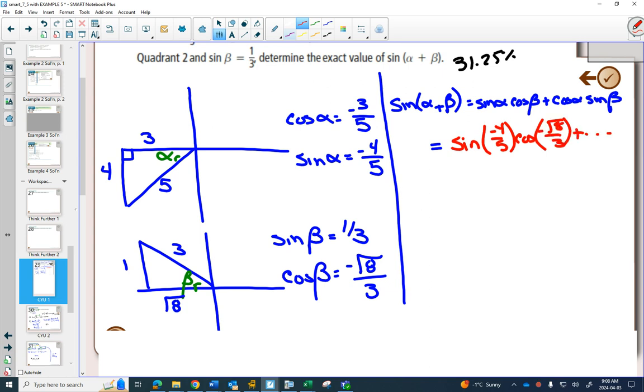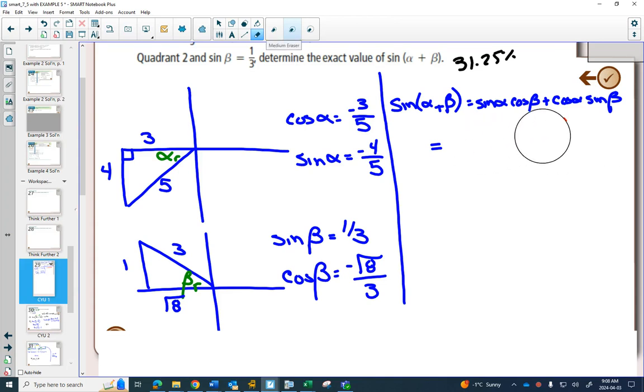Okay? Do you know what alpha is? No. We know what cos alpha is, but we don't know just the alpha. We don't know just the beta. So when you replace just the alpha with -4/5, that's the number one mistake. What do we know? And I'm going to erase it now.